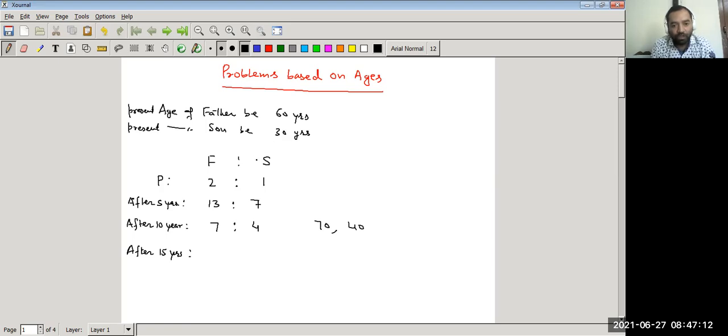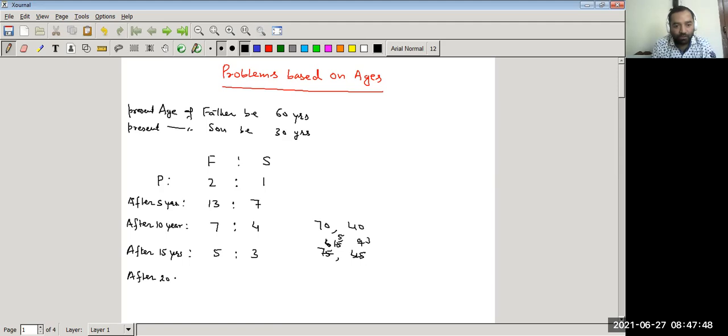the ratio of their ages will be: father becomes 75, age of son becomes 45, so we can convert it into simple form. 15 fives are 75 and 9 fives are 45, so we can make it 5 threes are, so the ratio will be 5:3. 5 fifteens are 75, 3 fifteens are 45.